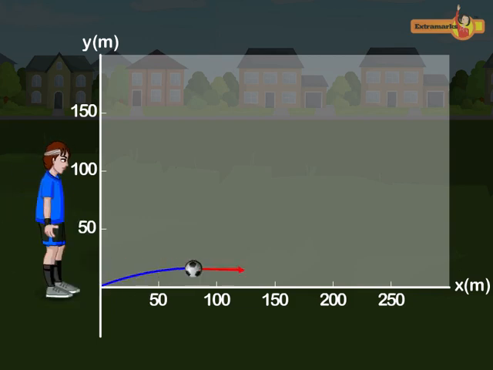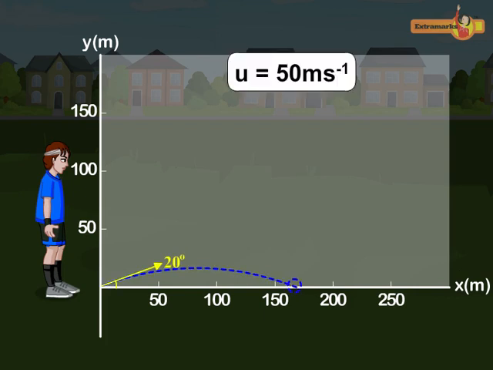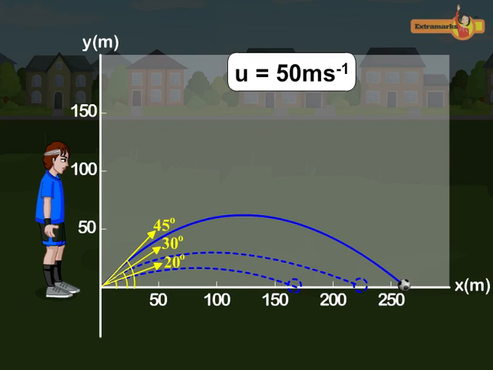Here, we can observe that the boy kicks the ball with an initial speed of 50 meters per second through different angles of projection. The ball goes under the combined effect of two velocities: a uniform velocity in the horizontal direction, which would not change provided there is no air resistance, and a uniformly changing velocity in the vertical direction due to gravity.